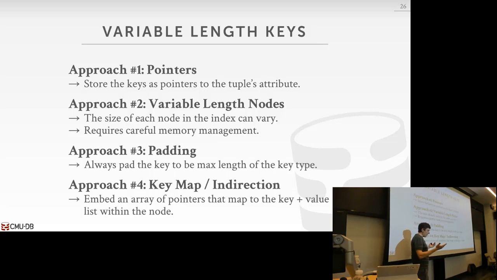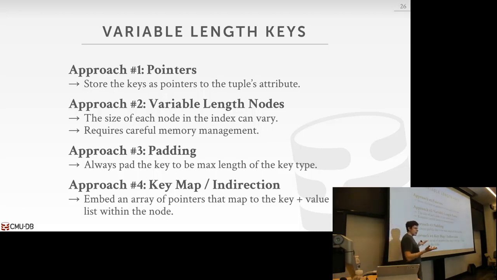So again, if I have an attribute that's a variable length varchar, instead of storing that varchar in the node, I have its record ID. And then when I want to figure out whether the key I'm doing a lookup on matches that key that's stored in that B tree, I follow the record ID, go get the page, and go look at what the real value actually is. So this is obviously super slow.